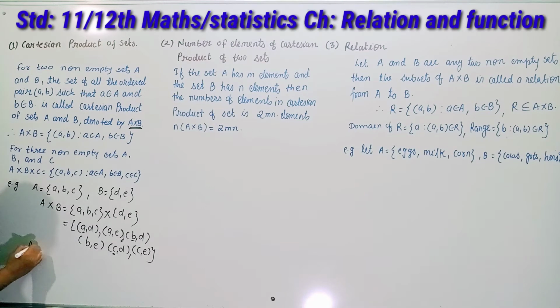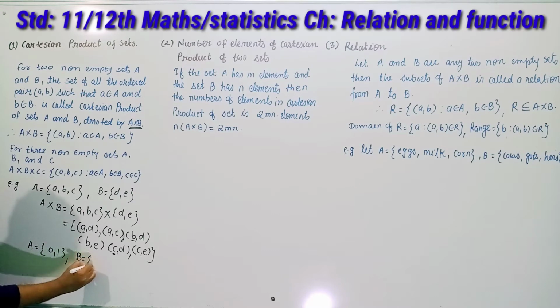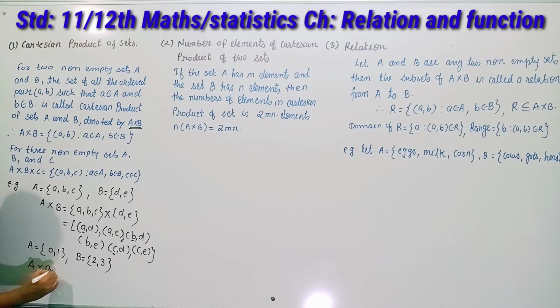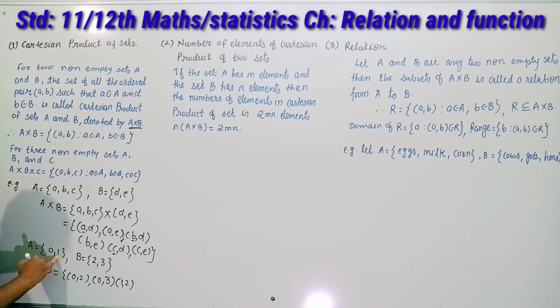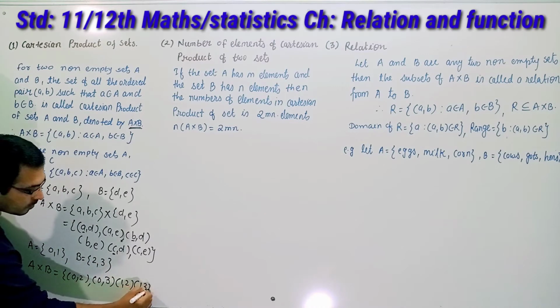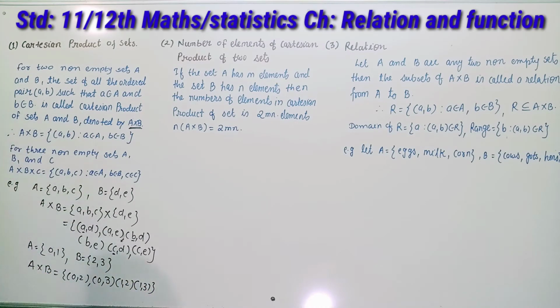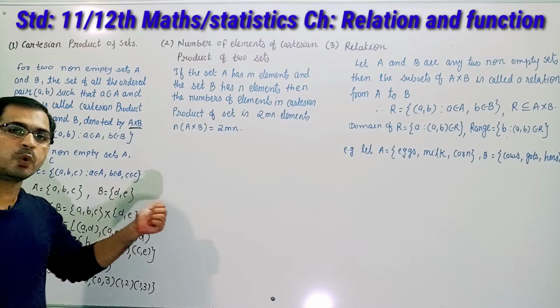Okay students, let us see another example. Suppose A is {0, 1} and B is {2, 3}. Find A cross B. So A cross B will be: 0 ordered with 2, (0, 2); 0 with 3, (0, 3); (1, 2); and (1, 3). Okay students, in this way you can get the Cartesian product of two sets.